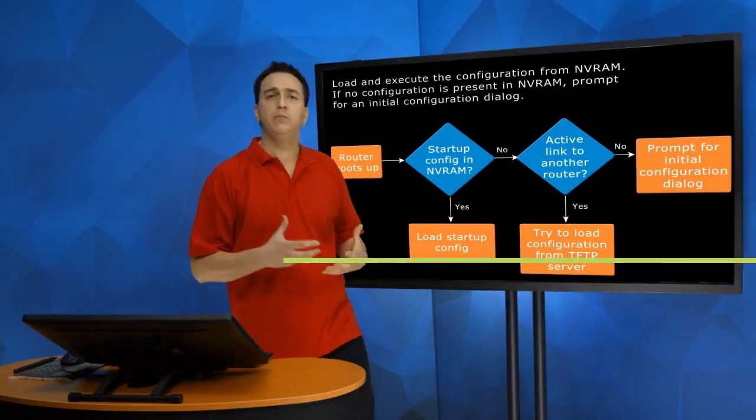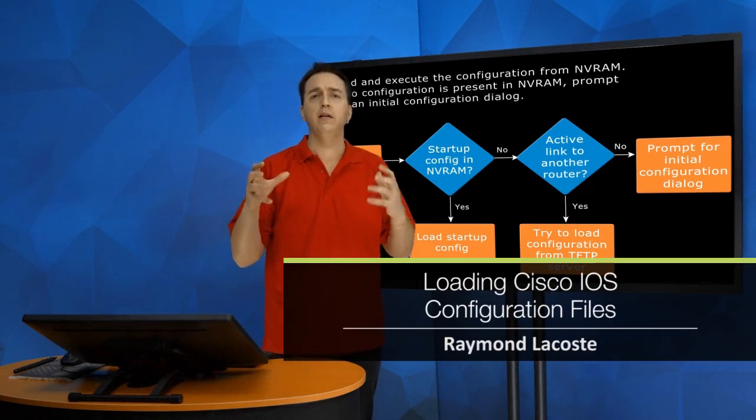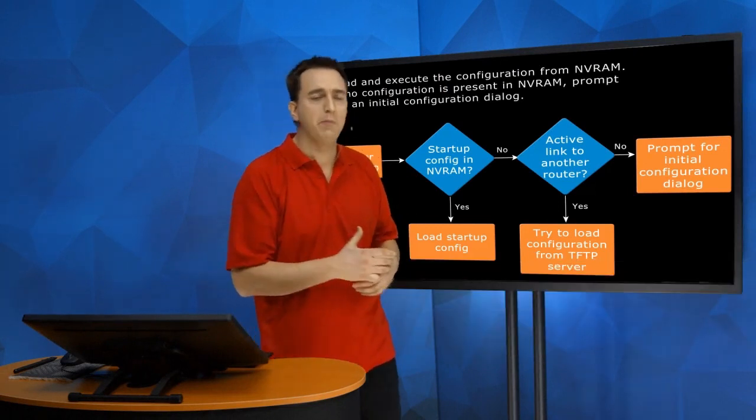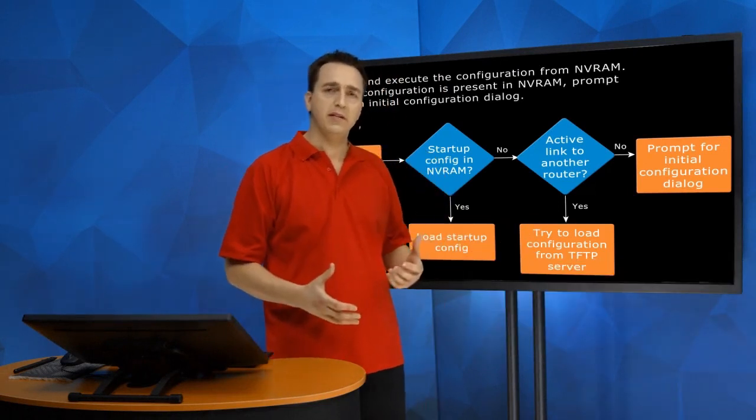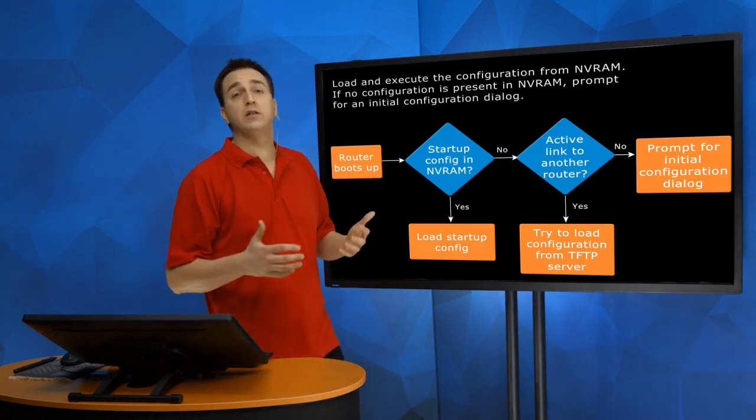Your router is currently booting up. It's gone through the power-on self-test. The bootstrap has located the operating system image and loaded it into RAM. Now it's next on the router's plate to locate the startup configuration file. So where is the startup configuration file?